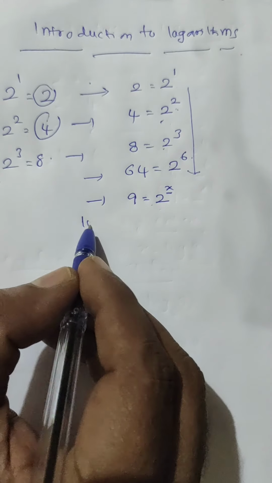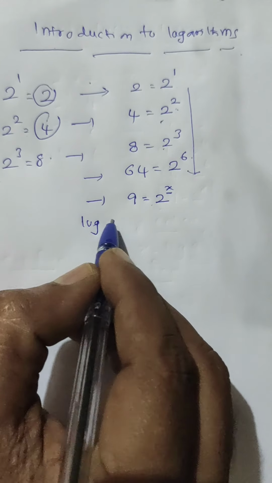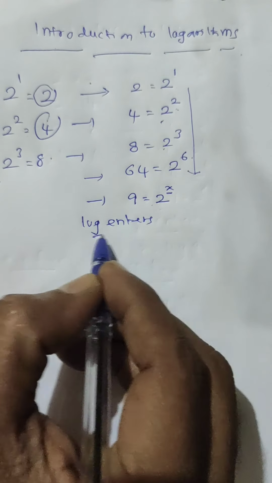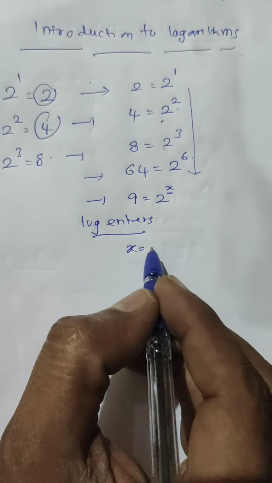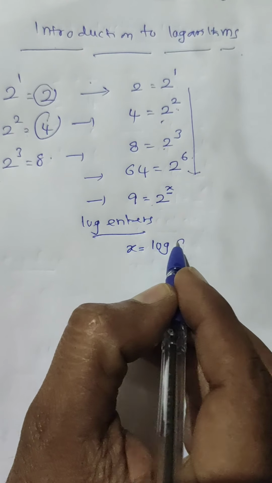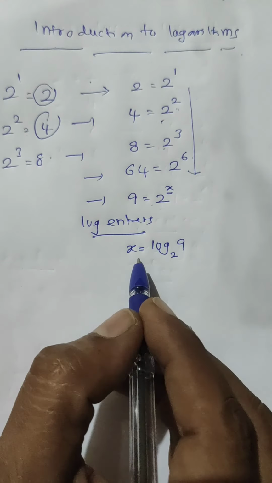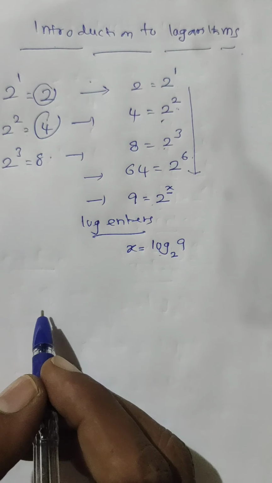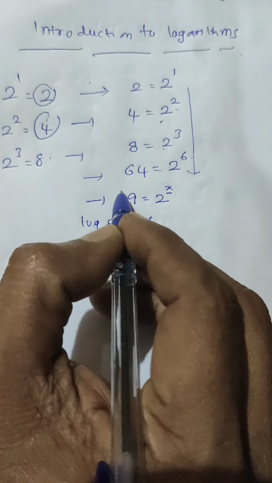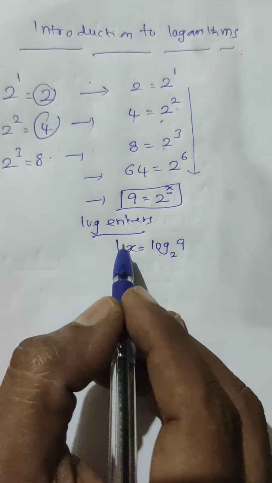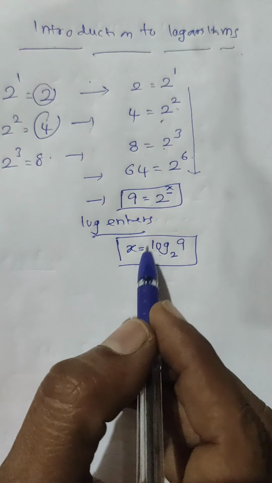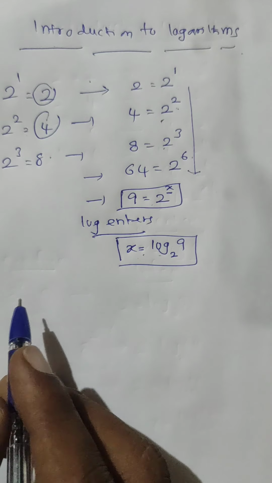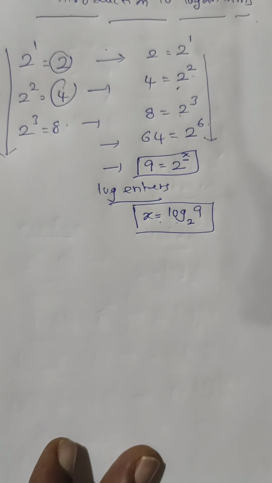Here the word log enters. X can be written as log 9 base 2. X is log 9 base 2. So this is exponential form, and this is logarithmic form. Log form, exponential form. Let us see some other examples.